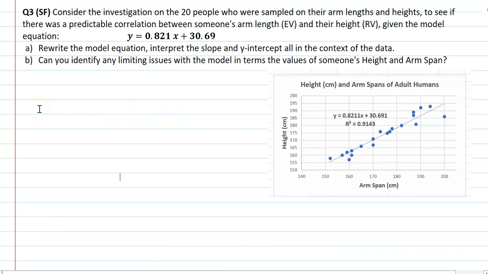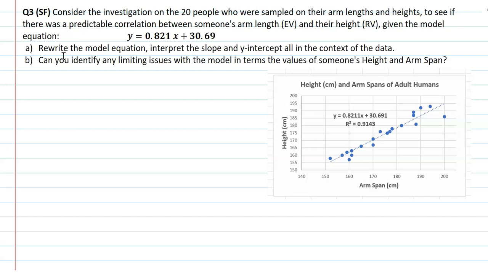Looking at our last question, this is considering the current investigation we're doing with our 20 people who were sampled on their arm lengths and heights. And remember, we're looking for a predictable correlation between someone's arm length and their height. And we came up with the model y equals 0.821x plus 30.69 when we performed the linear regression. I've just copied across the graph that we came up with to help us answer the questions.